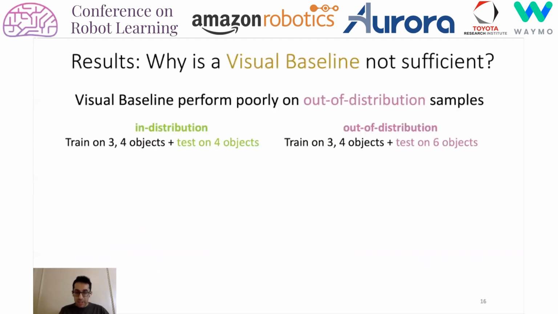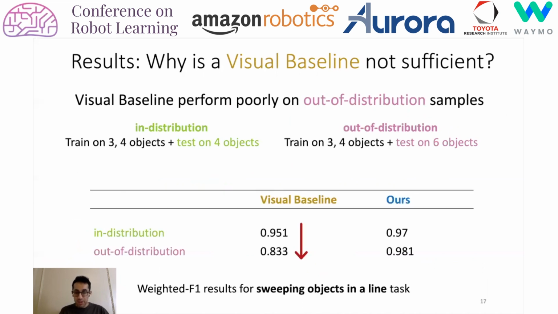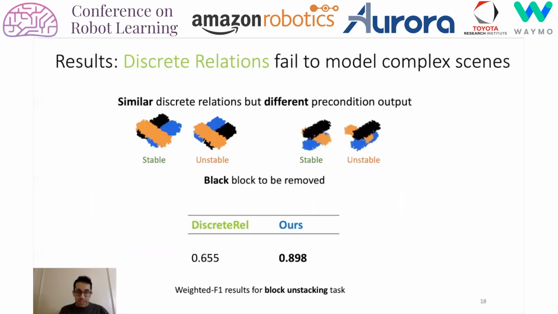Through our experiments, we find that visual baselines perform poorly on out-of-distribution samples. By out-of-distribution, we refer to the scenario where the test set contains a larger number of objects than the training set. We observe that the performance of pure visual baselines drops rapidly in such settings, while discrete relations perform poorly because of their inability to model complex scenes. For instance, both sets of scenes in the following figure have similar discrete relations but different precondition outputs. For the left set of scenes, the orange block is always above the blue and black blocks, but only if we remove the black block from the right scene is the scene unstable.